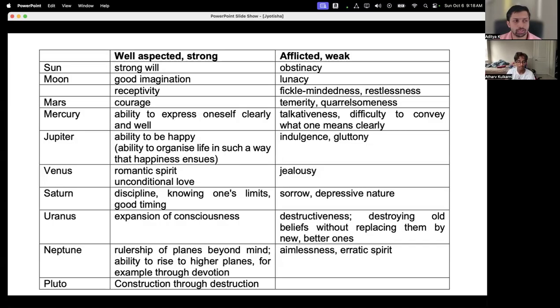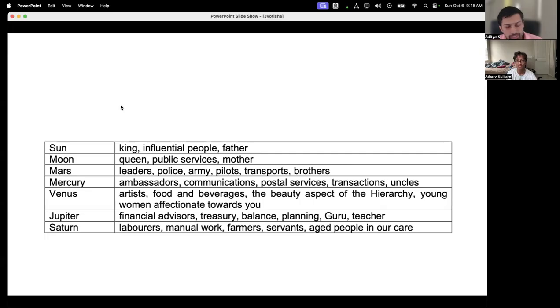Okay, Surya gives expansion in life. Chandra gives imagination, like that. Now, diving a little bit deeper into this, each graha also dictates certain professions, right? So you should be able to make up this list by yourself by now, because I just told you the basic characteristics of each graha.